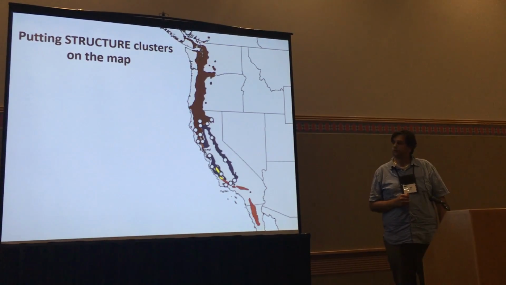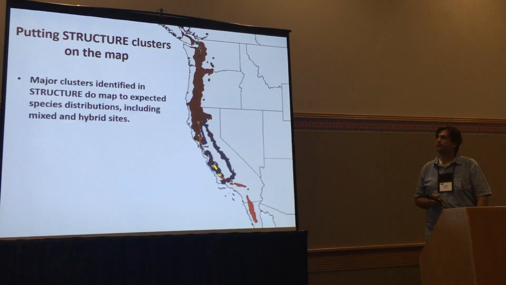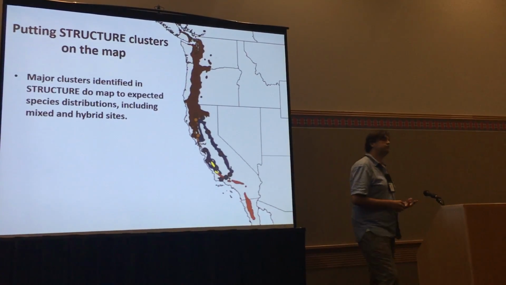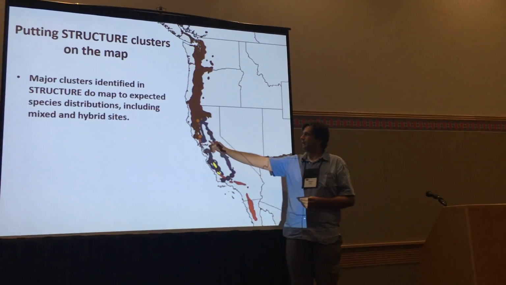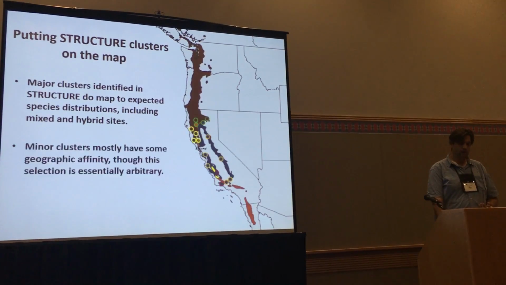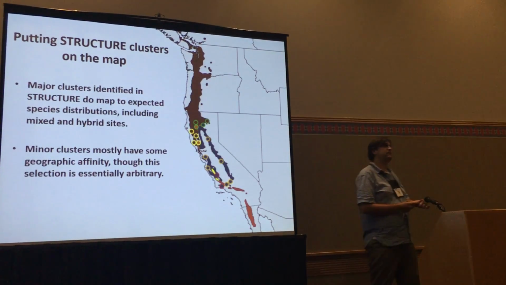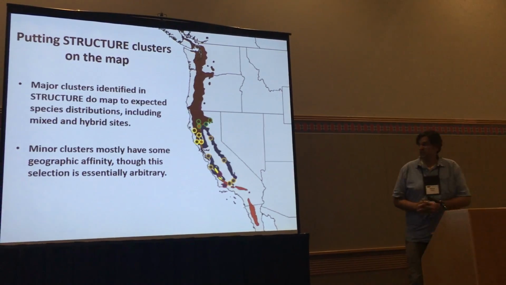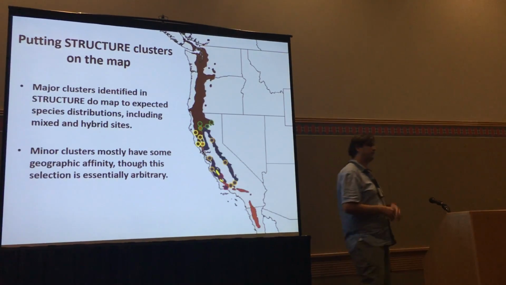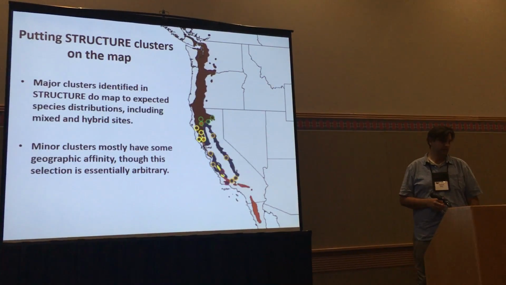So let's try mapping these structure clusters, major and minor, onto my sampling map. First of all, just mapping the two major clusters shows that they really do match the species distributions well, including the populations that are a little bit mixed, which come out where you expect mixed populations to be. That's not surprising. Then if you add on top of that these minor clusters, you find that there seems to be some geographic clustering going on. Not really strong. There's a cluster here that has some very southern populations and some central California populations. But in general, these minor clusters seem to reflect some sort of geographic structure.